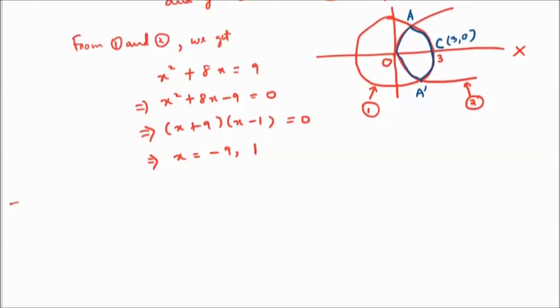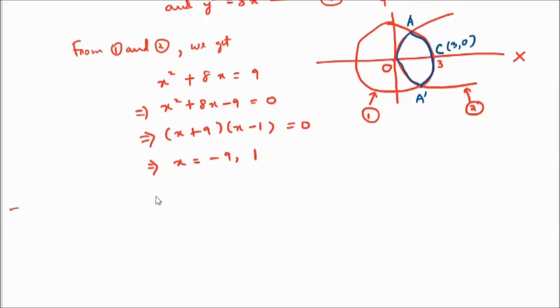If I put this value of x in equation number 2, what will I get? Therefore when x is equal to 1, then from number 2 I get y square is equal to 8. This implies my y will be equal to plus minus root 8, that is plus minus 2 root 2.